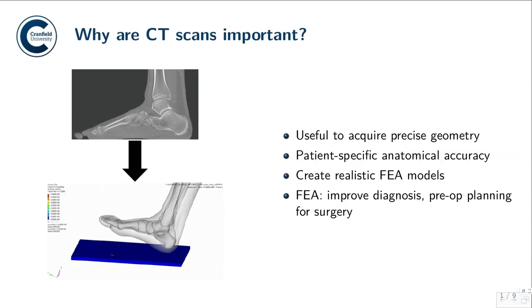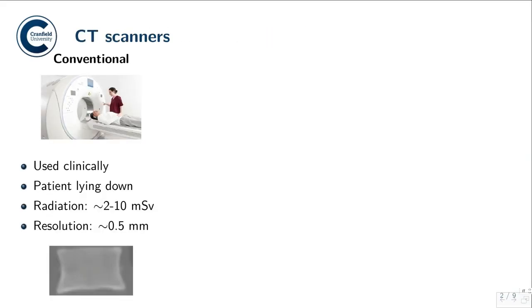So right now, there are 3 main types of CT scanners. The most used one is the conventional one, where the patient is lying down on a table and it is used clinically. The radiation is okay, a normal radiation, about normal 1-day radiation per person on planet Earth, and the resolution is quite okay for the majority of uses.